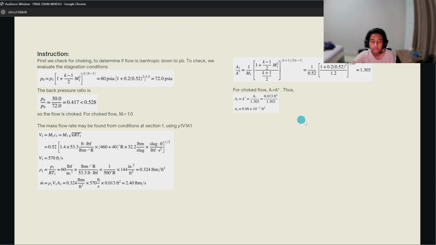So that's all the answers for question number 5. That's all that I can explain from the questions of the final exam for fluid mechanics.